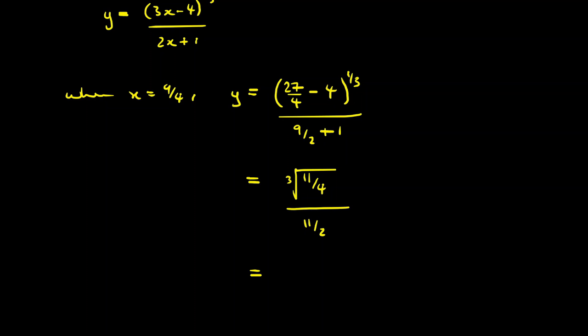And if we put all this in the calculator, then I think what we should get is 0.255. And so our coordinate is going to be 9/4, 0.255. That should be our answer.